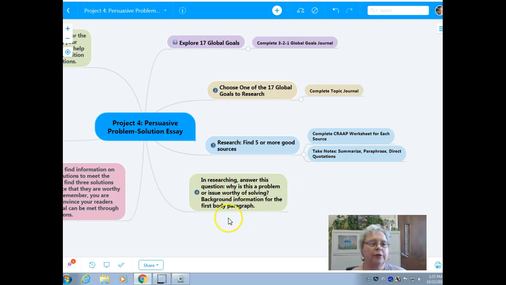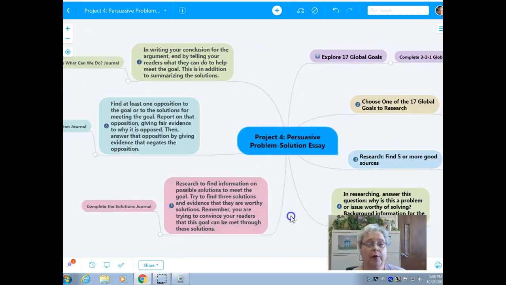Step 4, in researching, answer this question: why is this problem or issue worthy of solving? Remember, you need to persuade your readers that this is something that is important. You're going to be gathering background information for the first body paragraph that's going to deal with the background of the problem. And then step 5, research to find the possible solutions. This is where we are right now. So if you're behind on some of this stuff, you need to go back and do it.